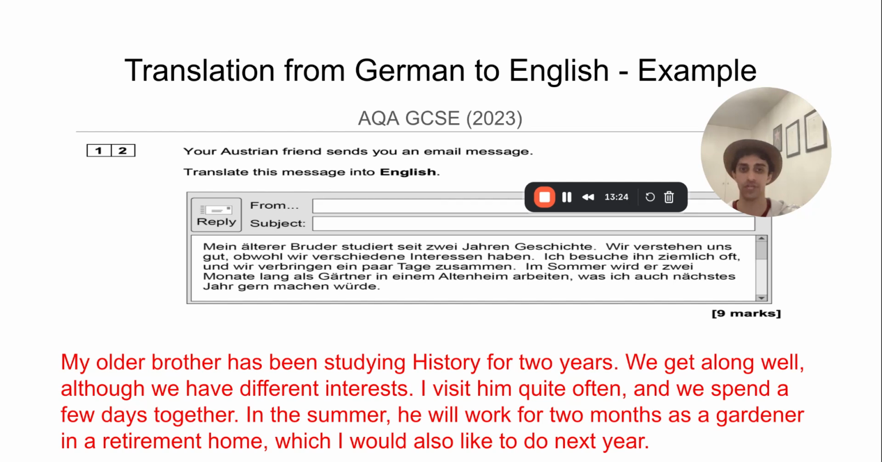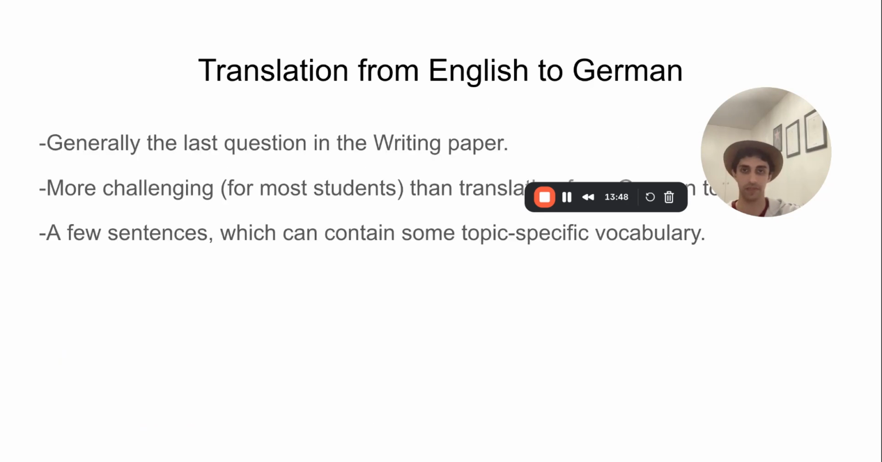Yeah, so wir verstehen uns gut, for example, means, we get along well. Literally, it means we understand each other good, or we understand each other well. But of course, if you translate it too literally, as mentioned, or word for word, that is going to sound really, really odd in English. Okay, so those are the things to watch out for.